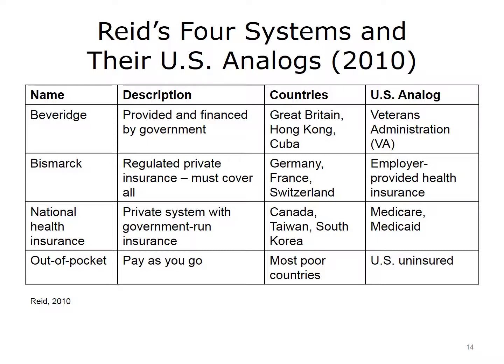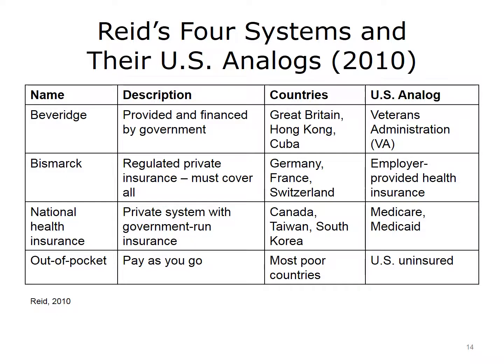We all know the British National Health Service. This approach is also used in Hong Kong, an example of a capitalist country, and in Cuba, an example of a socialist country. In the U.S., this model is used in the Veterans Administration, or VA system, where care is provided and financed by the government. The second model is the Bismarck system. This is a system where there is highly regulated private insurance. There are usually rules that everyone must be covered and that pre-existing conditions must be covered as well.